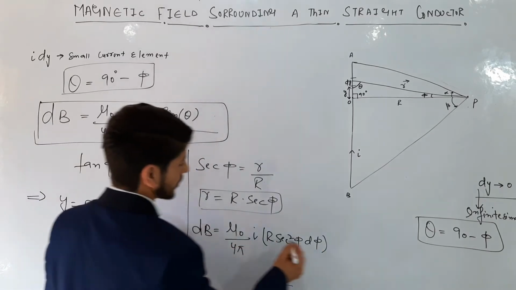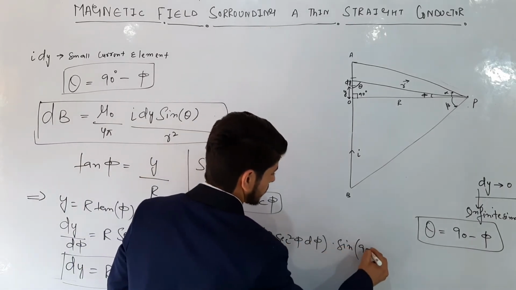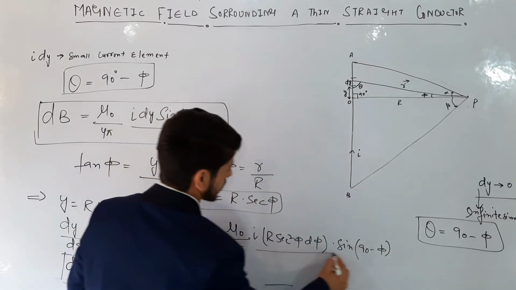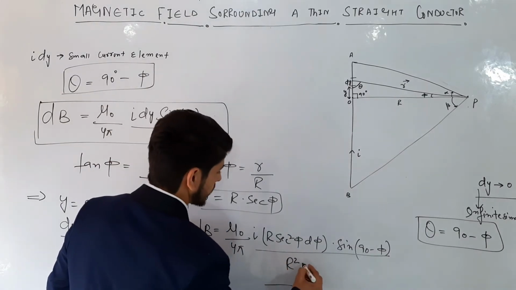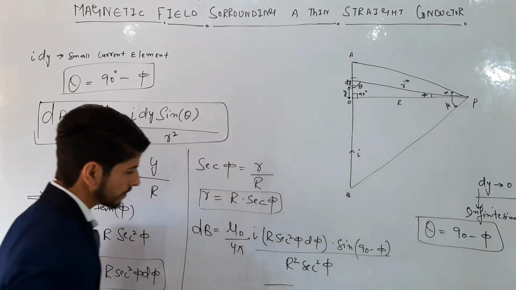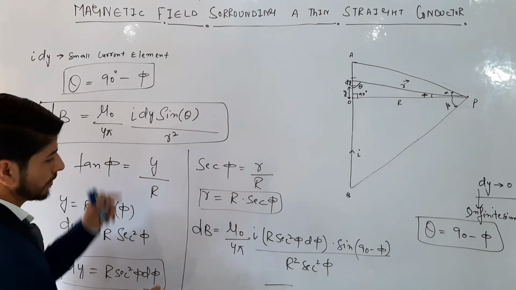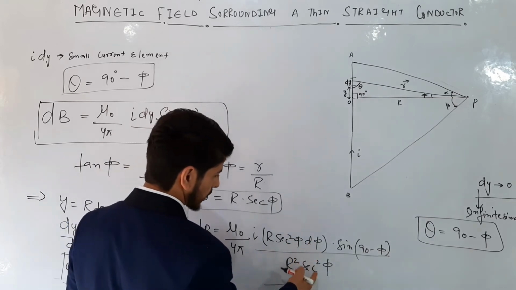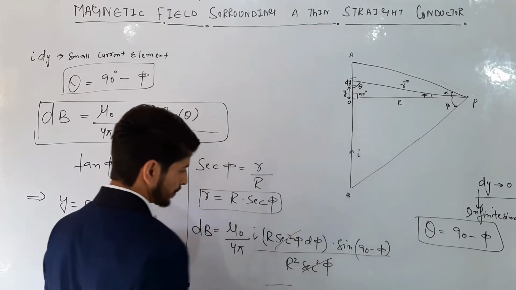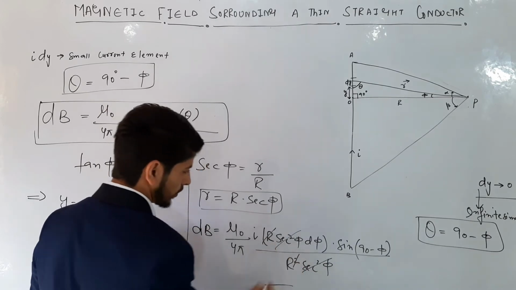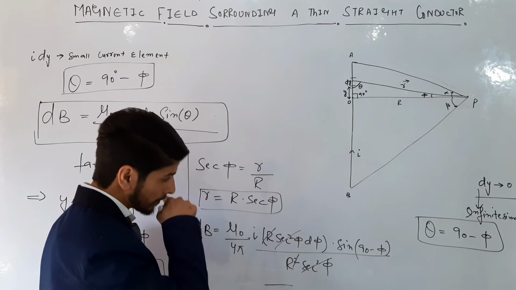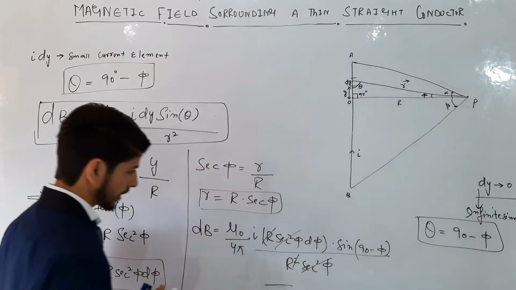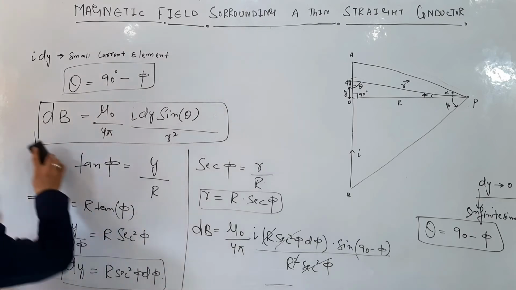What's the value of sine of theta? It's 90 degree minus phi. Can you tell me what is the value of r? The value of r is r square sec square phi. If you see that, this is the value of dy. This is sec square phi, it will go, and this is r, and 1r, it will go. Sine of 90 degree minus theta will be equal to cos of theta, and here it is phi, it will be cos of phi. So you write here what's the value of this.